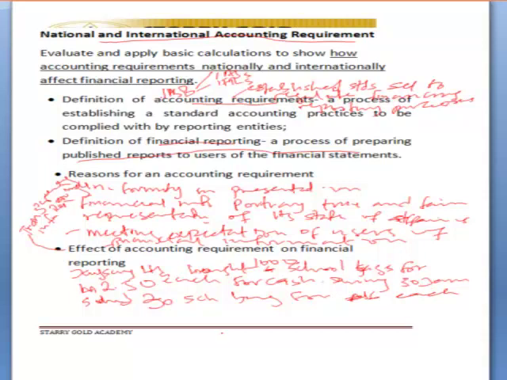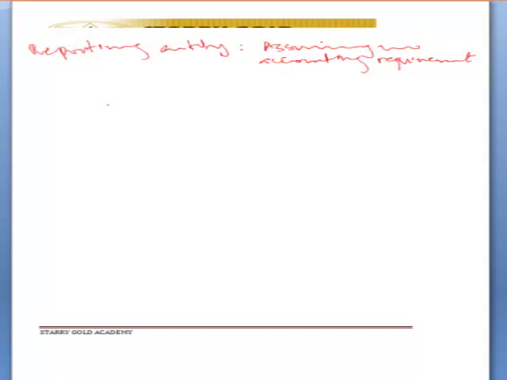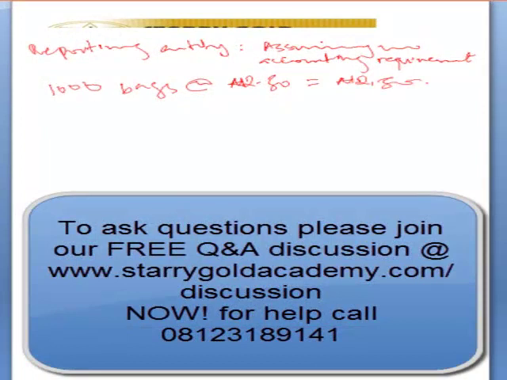Now look at this perfect example. If there are no accounting requirements, for instance, a reporting entity without an accounting standard, the practice will be such that, don't forget, we said he bought 1,000 bags at 2 naira 50 kobo, which gives us 2,500 naira.